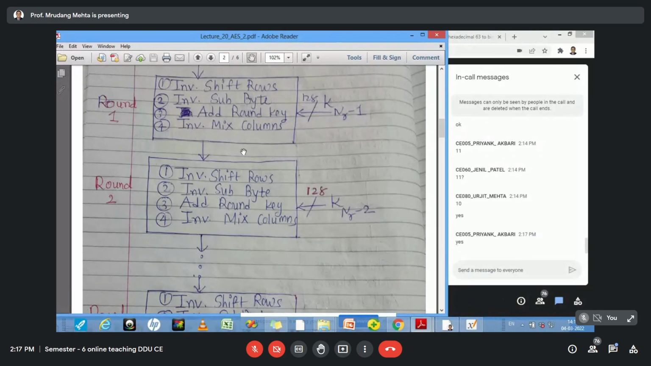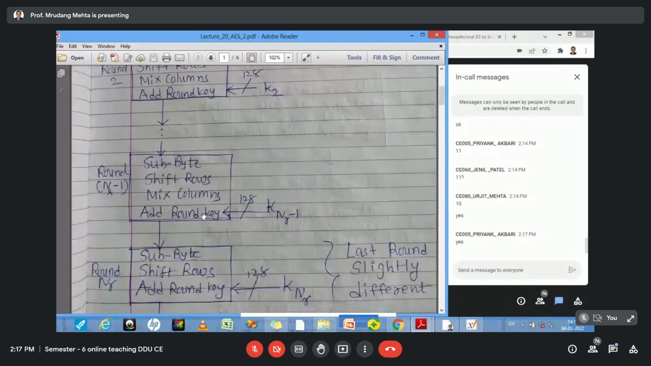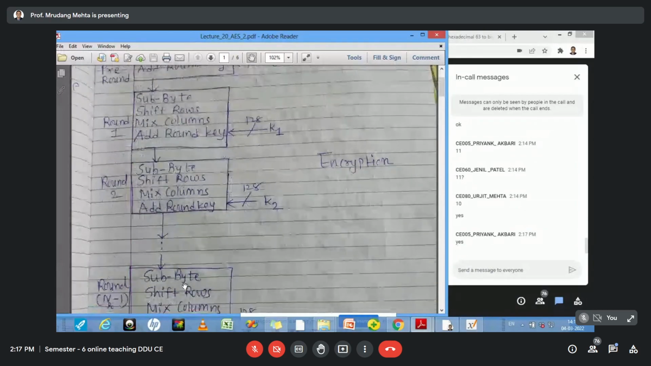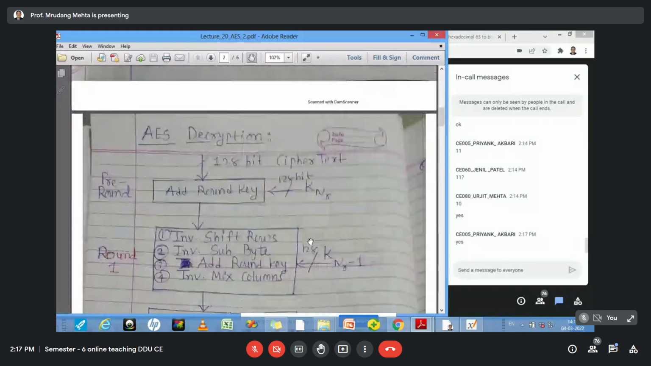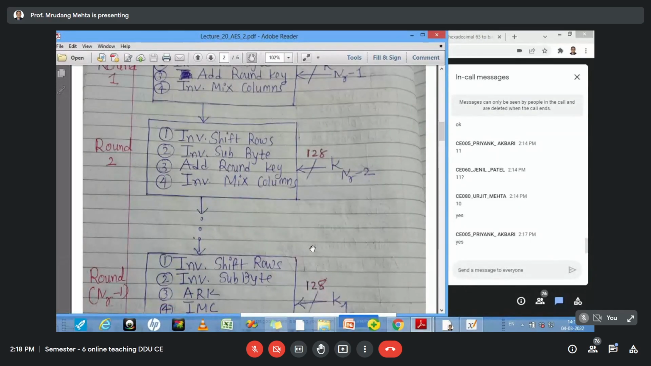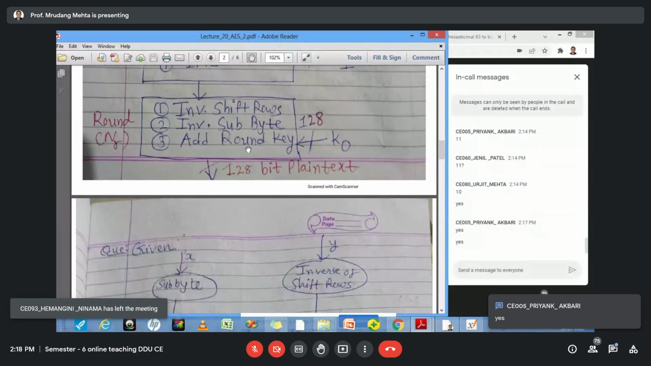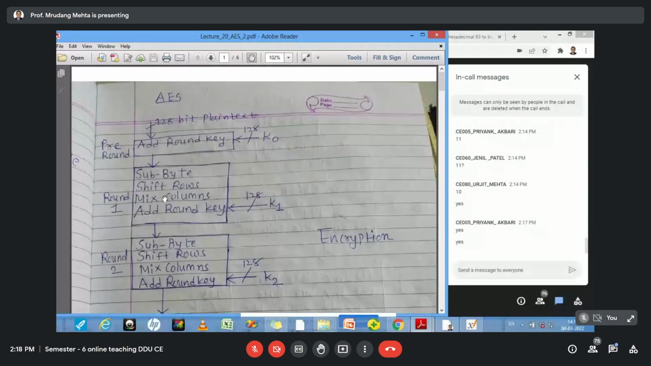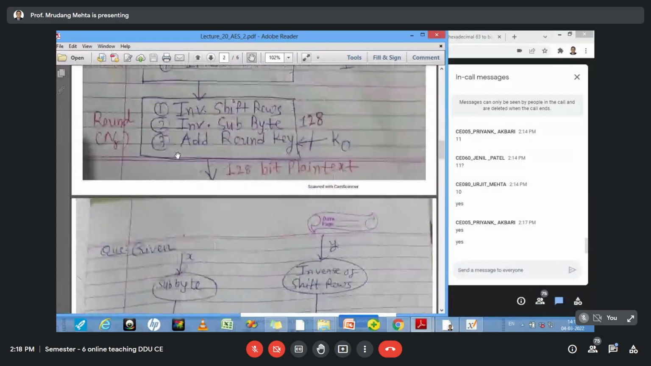Inverse shift row, inverse sub byte, add round key and inverse mix column. So if you look at this first, this second: inverse shift row, inverse sub byte, add round key, inverse mix column. Understood? Okay, so this way we continue. So the last round contains what? The last round contains up to inverse shift row, inverse sub byte, and add round key. That becomes the steps of round NR. Clear?